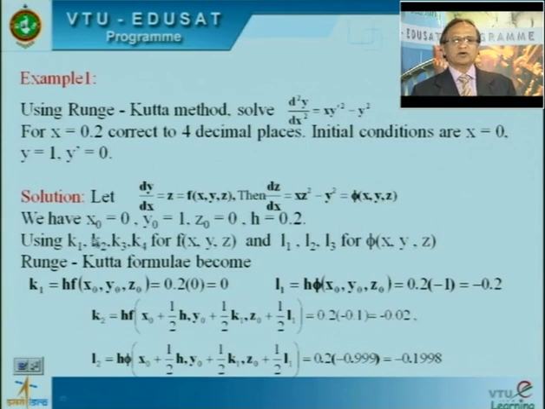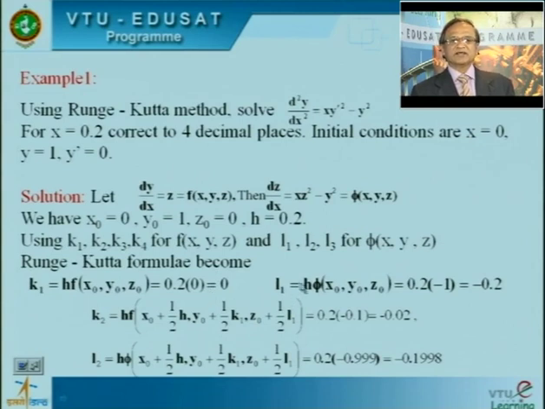Now, using these values you can estimate k1, k2, k3, k4 for the function of x, y, z. Similarly, I want to estimate L1, L2, L3 and L4 for this function. Now, you know the formula k1 is equal to h into f of x naught, y naught, z naught. So, x naught is equal to 0, y naught is equal to 1, z naught is equal to 0 and we know the function of x, y, z. In that function I can substitute all the values, and after simplification I can obtain 0, right.